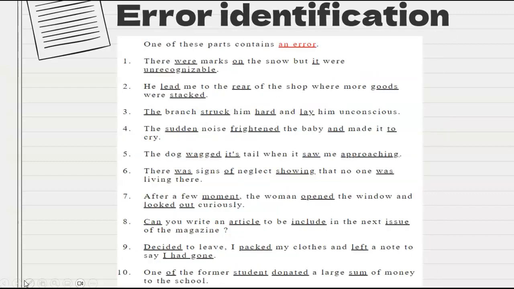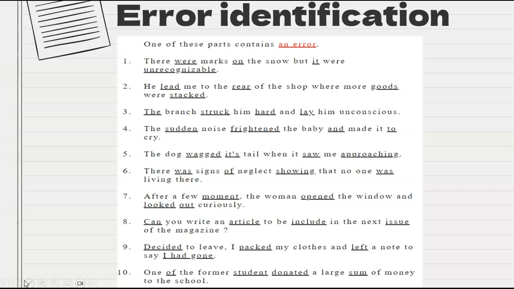Now, the following. The indication says one of these words contains an error. Here, as you can see, there are some underlined words. For example, the first one: there were marks on the snow, but it were unrecognizable. So write down, as always, the whole sentence, and then tell me which is the mistake or which is the error in this one.